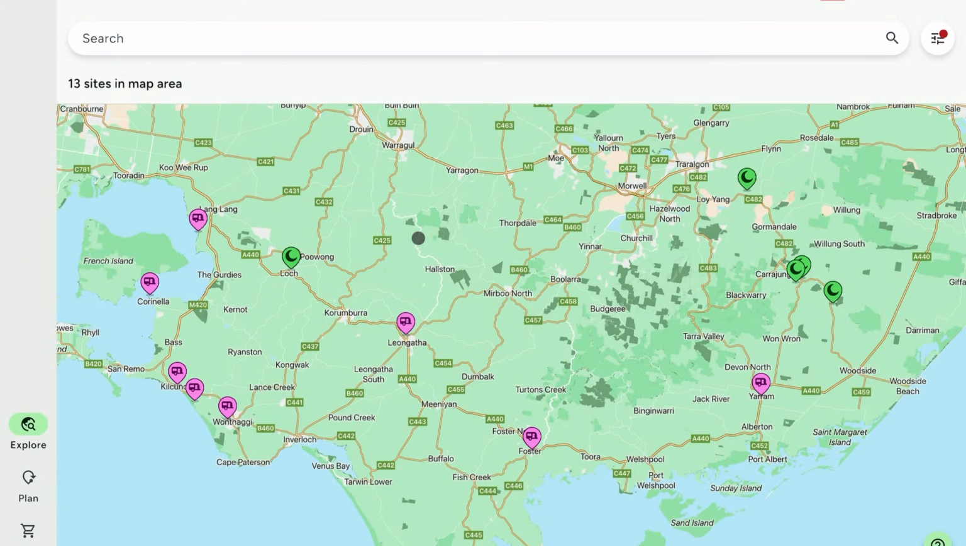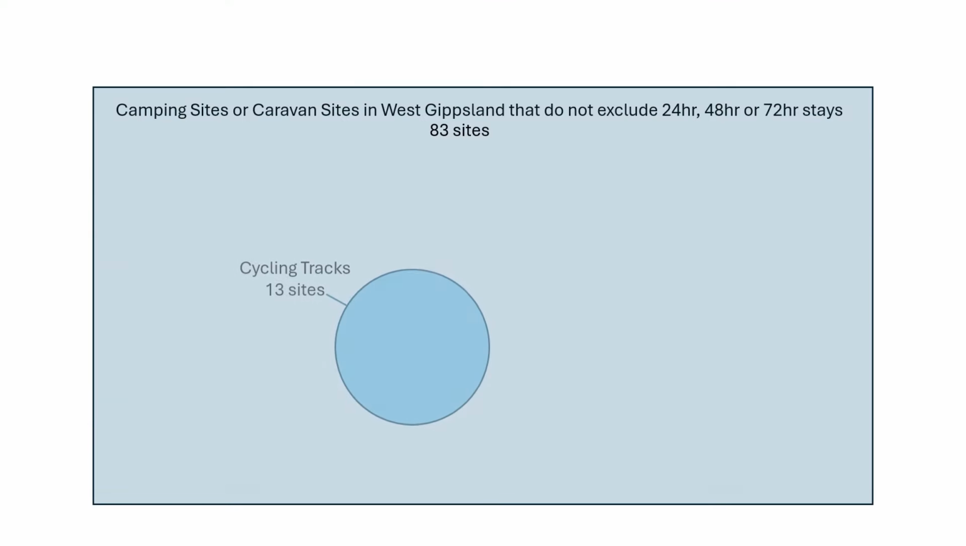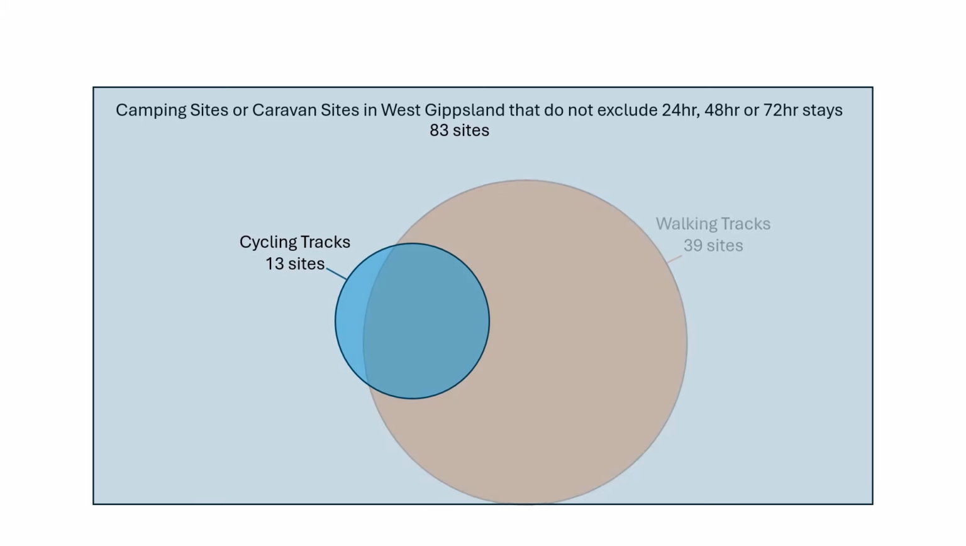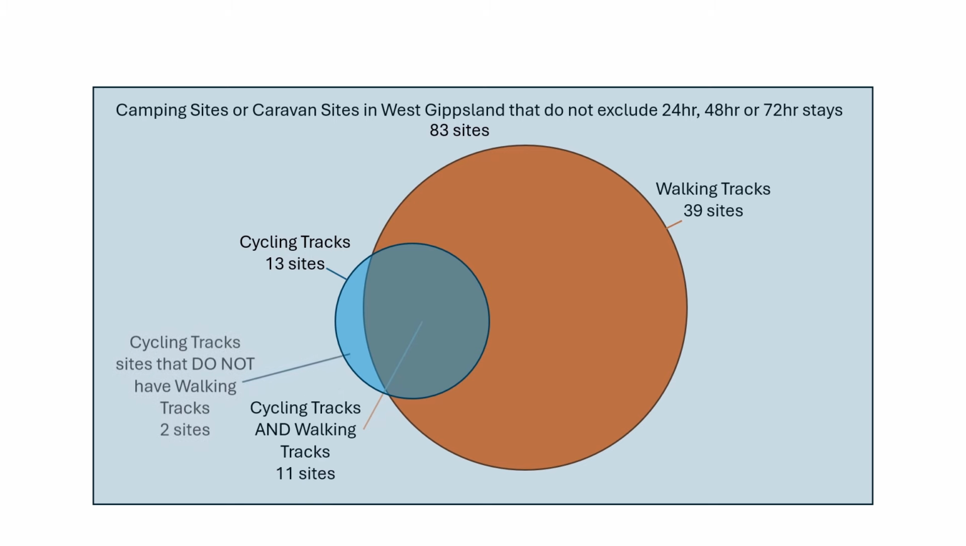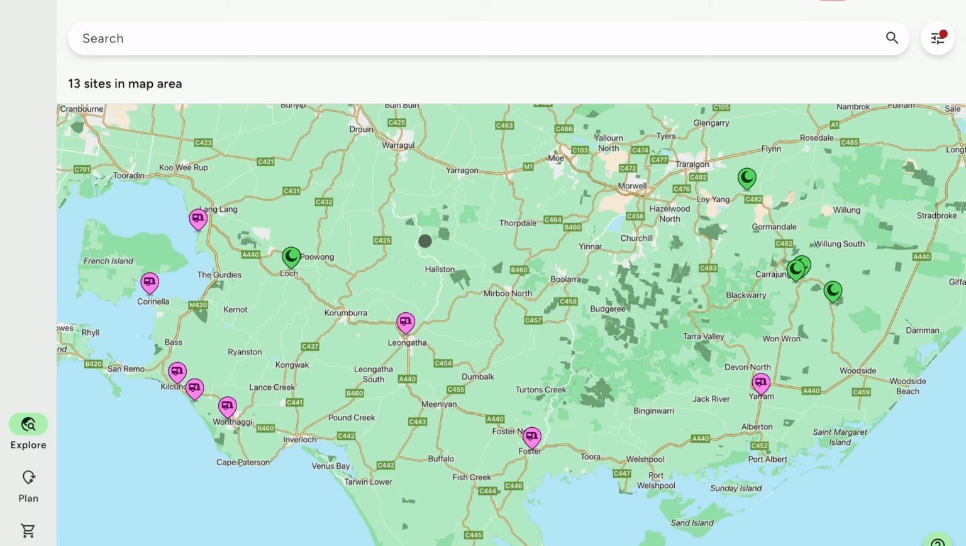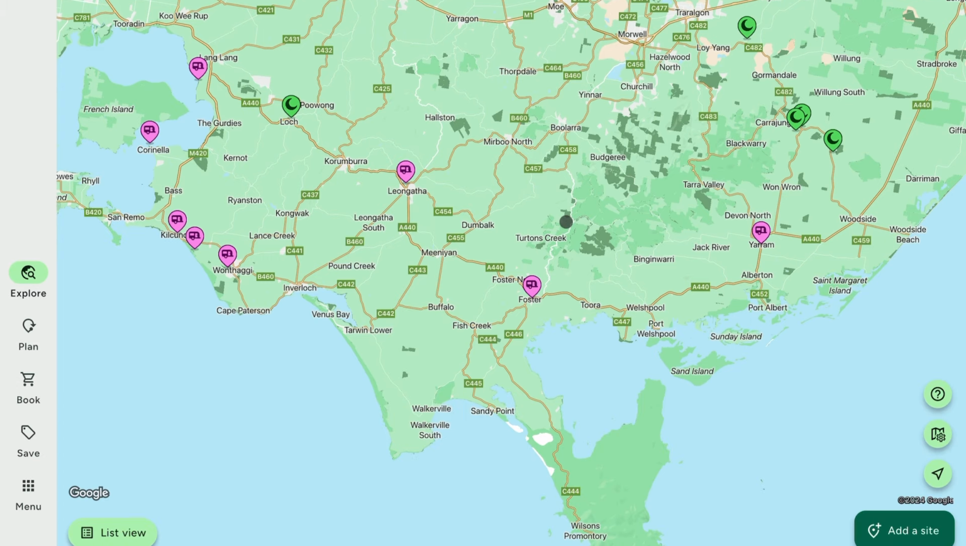So what we have here is basically a Venn diagram where we have sites with cycling tracks, sites with walking tracks, and the vast majority of the sites with cycling tracks also have walking tracks, but there are a couple of sites with cycling tracks that don't have walking tracks. There's no way around this shortcoming. It is one of the end rules.